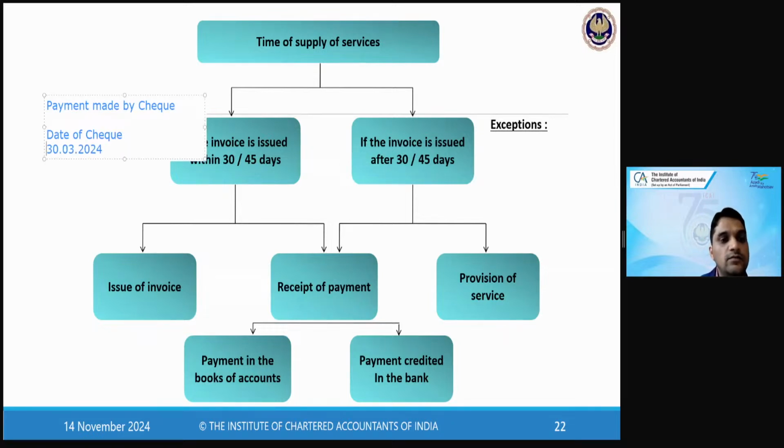Okay. Now, this will get cleared in your bank on 30th, 31st, generally there is a bank audit. So it will get cleared on the 2nd of April 2024. Okay. So what is the actual receipt of payment for this example?